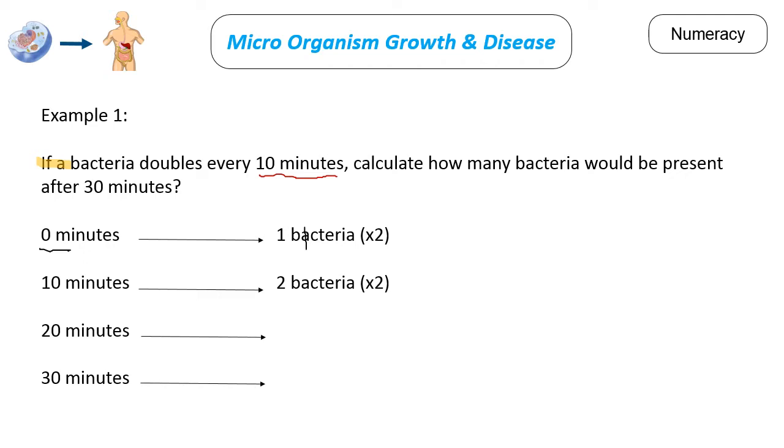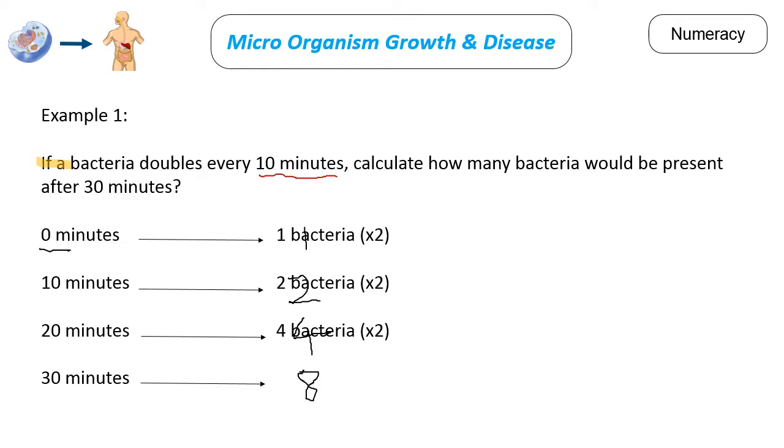Now if that doubles every 10 minutes, if it's doubling from 1, it will go to 2. And that 2 after another 10 minutes will change to 4. It doubles again. 2 times 2 is 4. And then it doubles again, so 4 times 2 is 8. So therefore we know that if a bacteria doubles every 10 minutes, 8 would be present after 30 minutes.